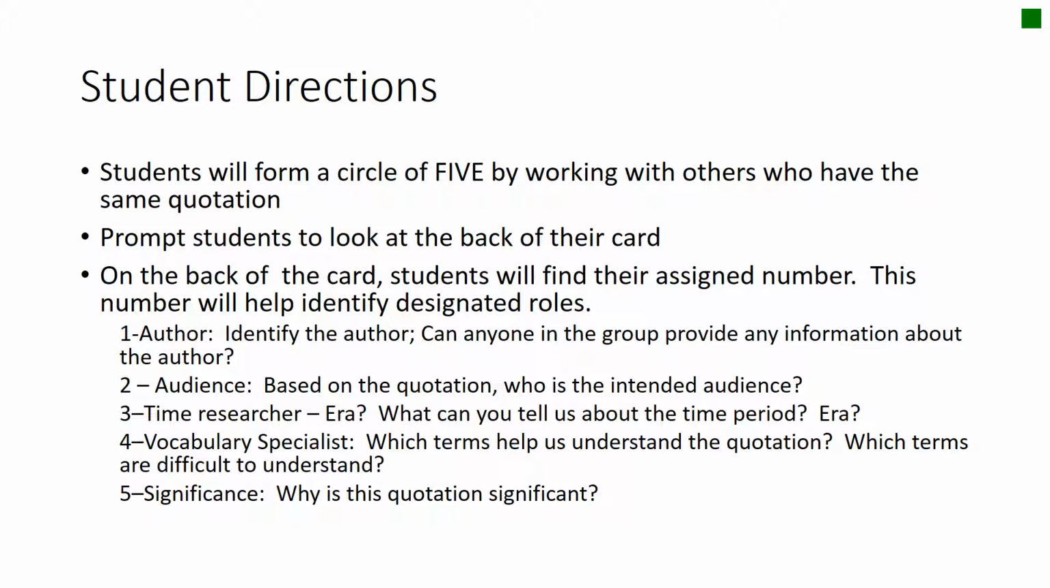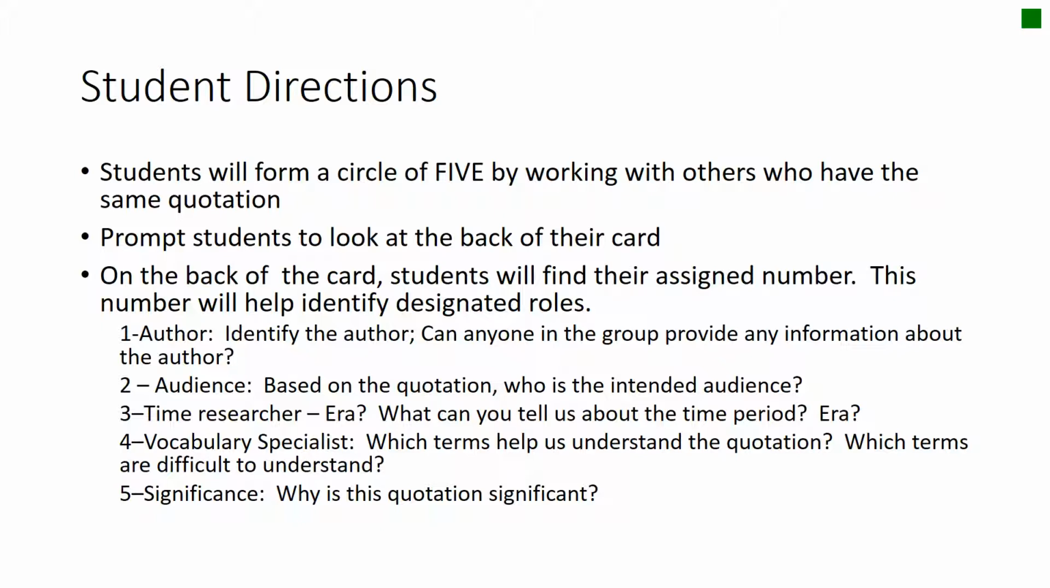Prompt students to look at the back of their card. On the back of the card, students will find their assigned number. This number will help identify designated roles. In this activity, students are to identify the author and understand specific information about the author, and if that matters in terms of the assigned quotation, the audience, who is the intended audience based on the quotation and the knowledge of the author.